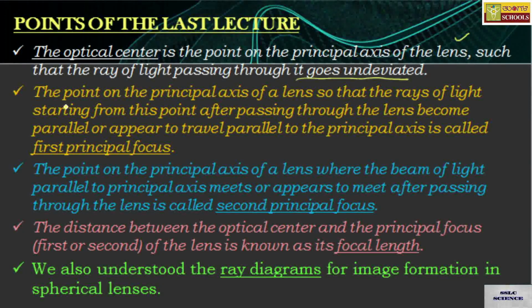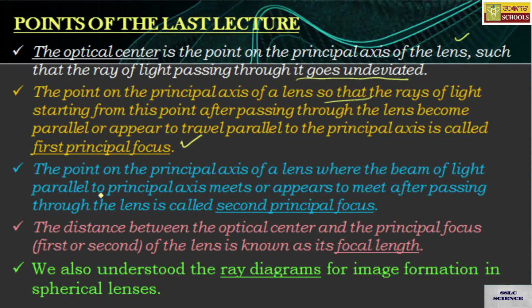Similarly, we got the idea about the first principal focus and the second principal focus. The first principal focus is the point on the principal axis of a lens such that the ray of light starting from this point, after passing through the lens, becomes parallel or appears to travel parallel to the principal axis. This will be the first principal focus.